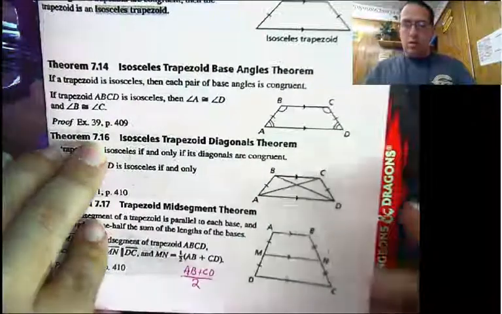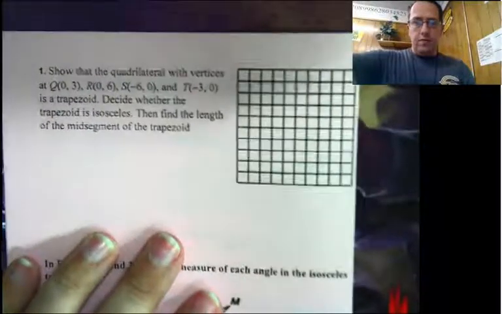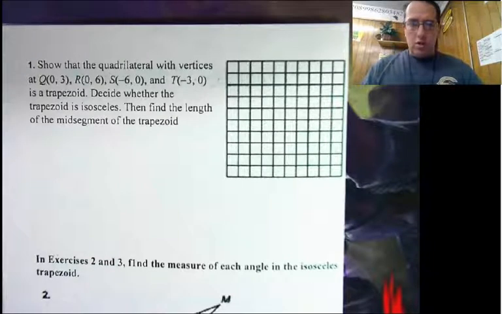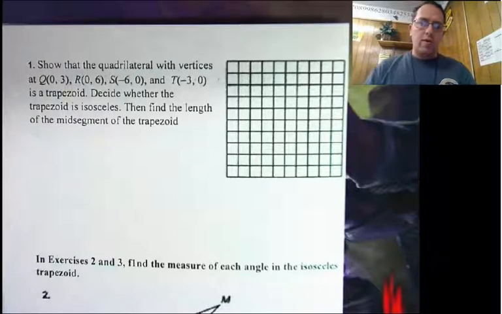So let's take a look at some problems with trapezoids. All right. The first one here is a bit of work. We want to show that a quadrilateral with vertices at (0, 3), (0, 6), (-6, 0), and (-3, 0) is a trapezoid, and then we need to decide whether or not it is an isosceles trapezoid. And whether it is or not, we need to tell what is the length of the midsegment of the trapezoid.